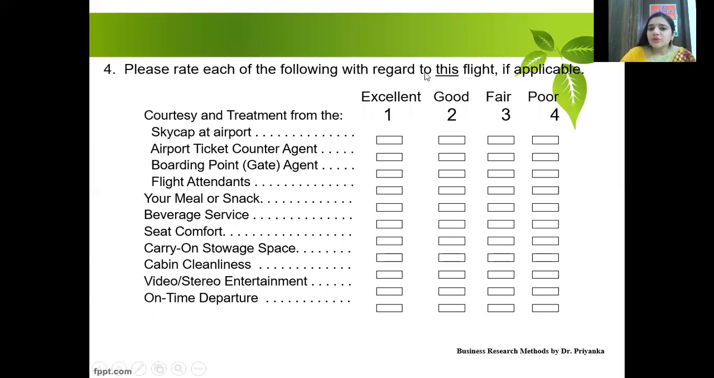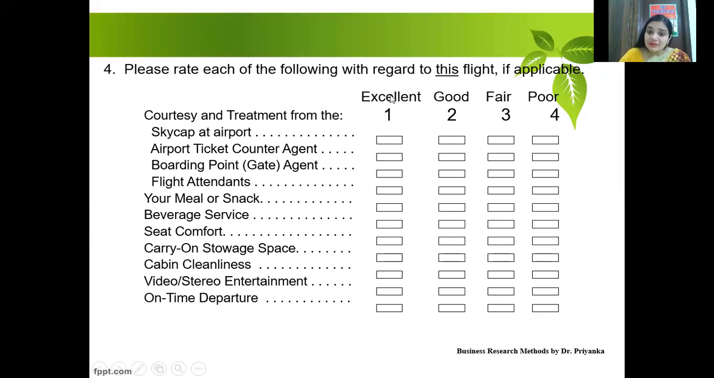Please rate each of the following with regard to this flight, if applicable. Suppose you are traveling somewhere and you have been given a questionnaire, right? Courtesy and treatment for the different things. And the options are excellent, good, fair, poor. If you mention them like this, 1, 2, 3, 4, how would it be when you will be entering the data, when you will be doing the analysis? How would you look at the data collection?